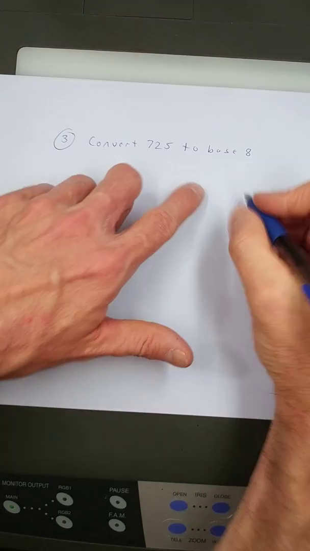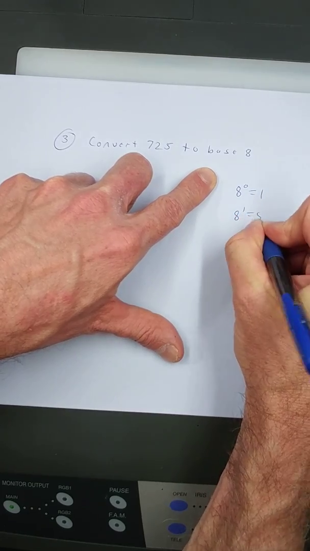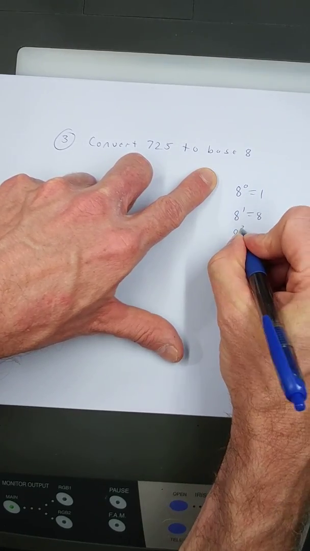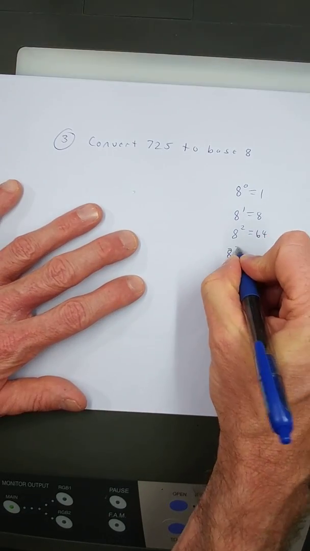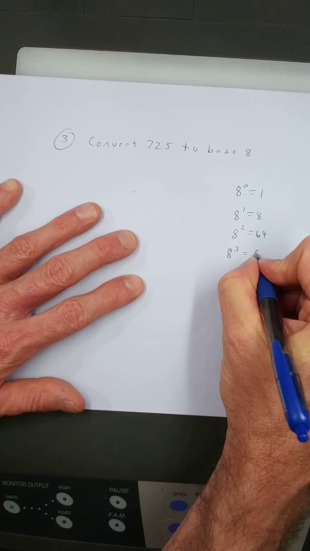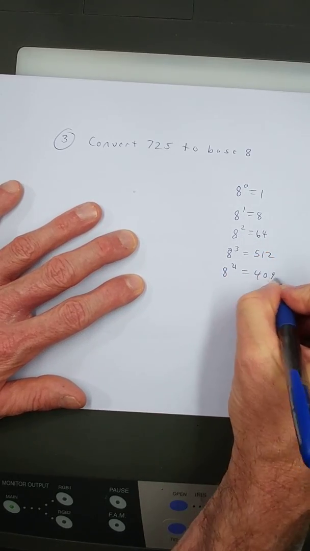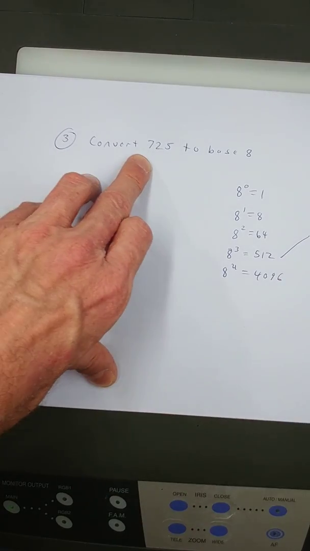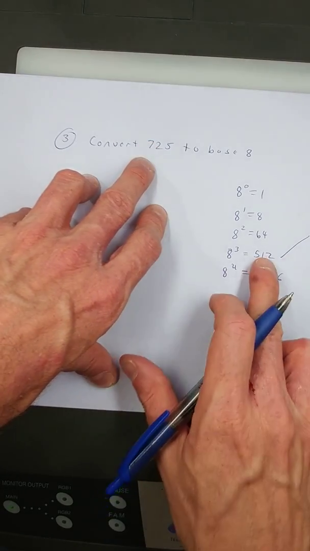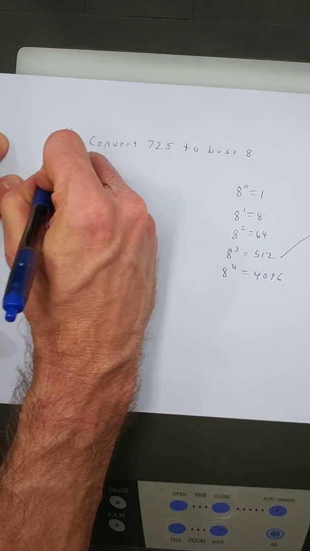All right, so expanding out again, we start with our powers of 8, which are 1. 8 to the first is 8. 8 squared is 64. 8 cubed is 512. And then 8 to the fourth is actually 4,096, and that's way too big. So we're going to start at 512, the largest of the powers of 8 that will divide 725 at least once.